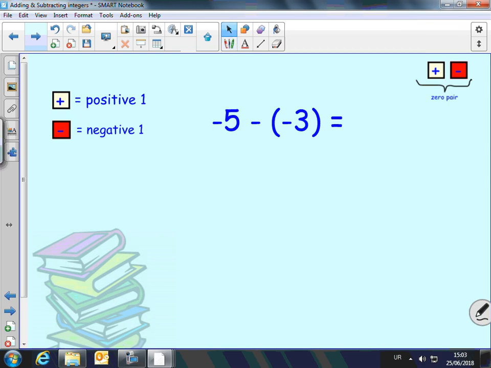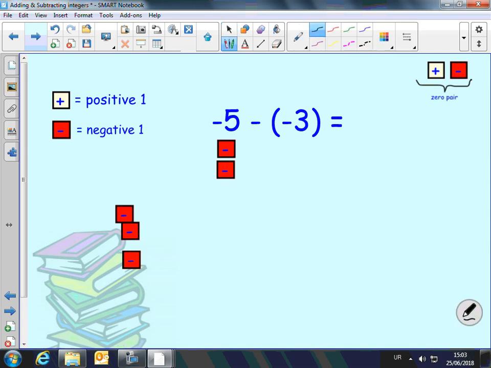And our last example here, we have negative 5, and I want to subtract 3 negatives. It's quite straightforward. Just take away 3 negatives. And as you can see, we're left with negative 2.